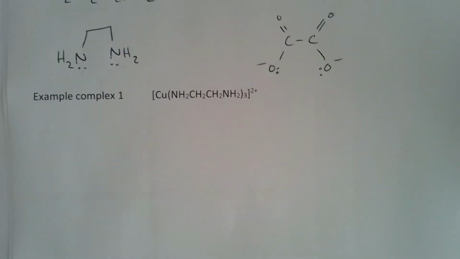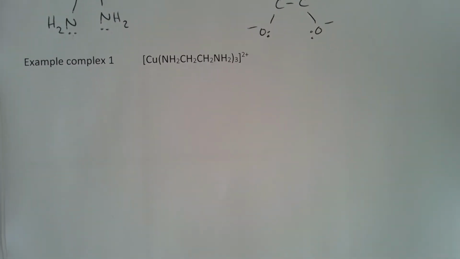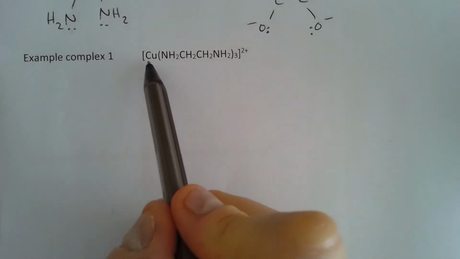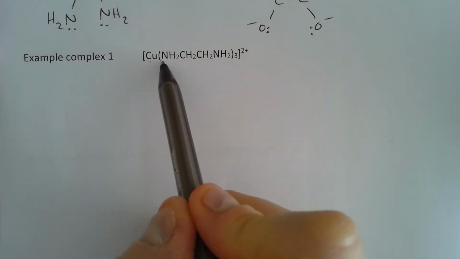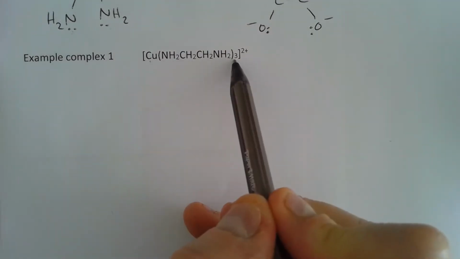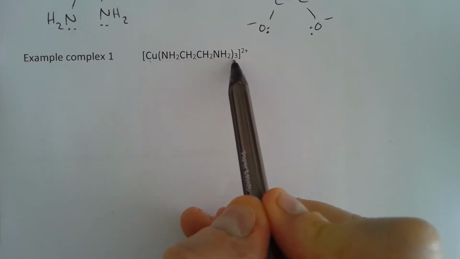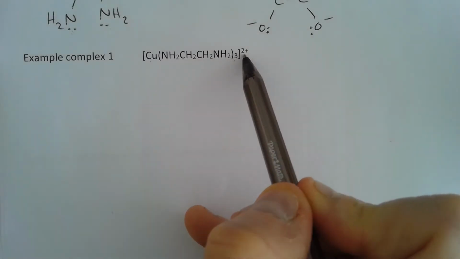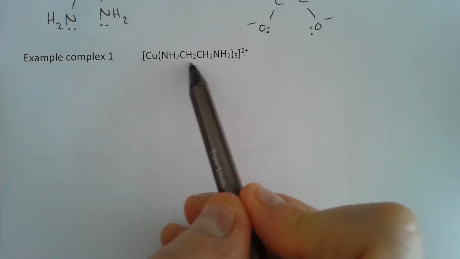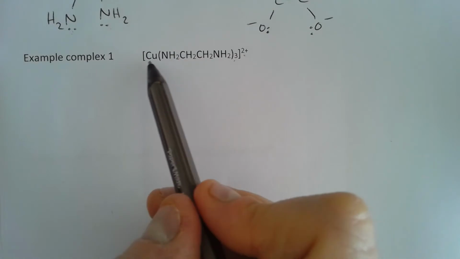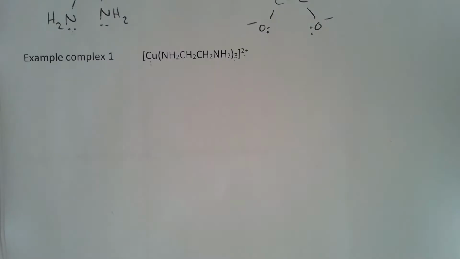So let's have a look at how we draw our first example complex. So we have a copper ion here, and we have three 1,2-diaminoethane ligands. So this is the formula for 1,2-diaminoethane. There are three of them. There is a 2+ charge on the complex. This is a neutral ligand, which means the charge must be due to the 2+ on the copper ion.